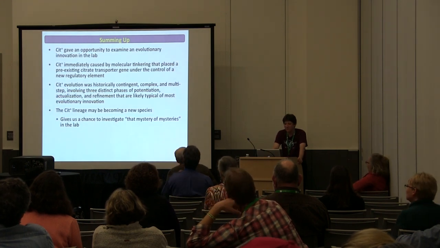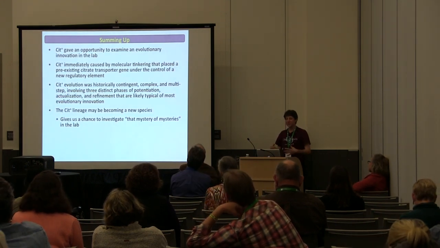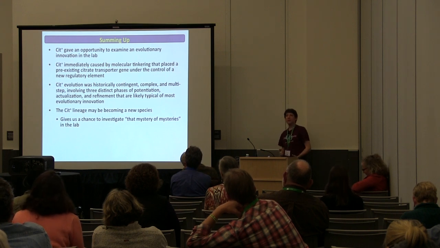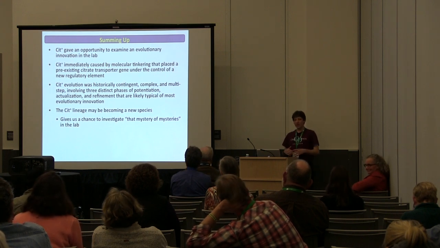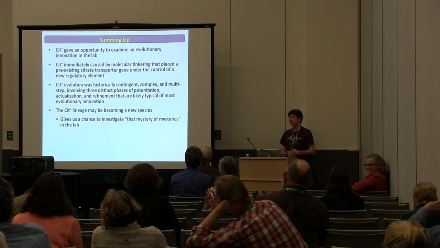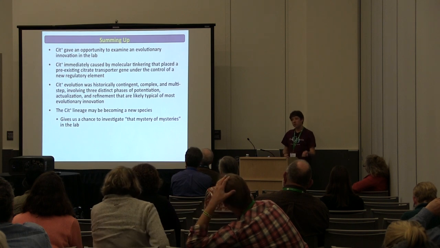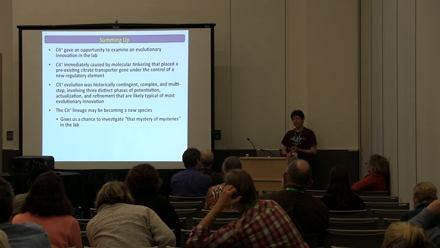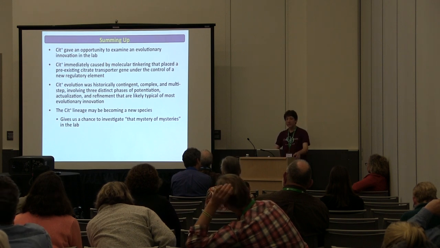So to sum up, Cit+ gave an opportunity to examine an evolutionary innovation in the lab. It was immediately caused by molecular tinkering that placed a pre-existing citrate transporter gene under the control of a new regulatory element. And this evolution was historically contingent, complex, and multi-step, involving three distinct phases of potentiation, actualization, and refinement that are likely typical of most evolutionary innovations.